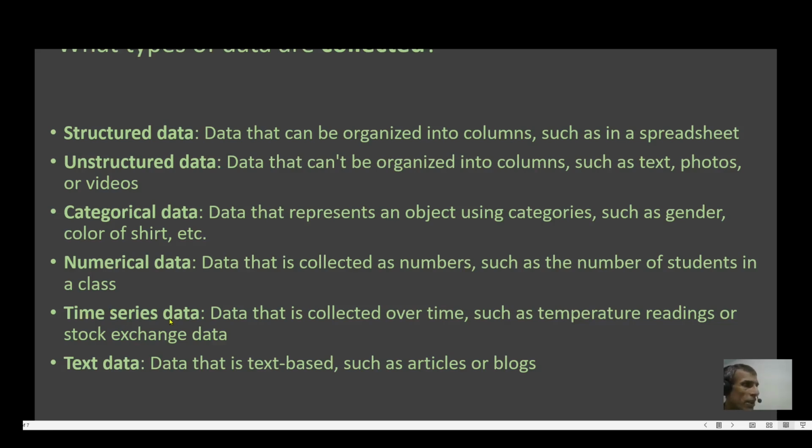Then you have time series data, so data that is collected over time, such as temperature readings or stock exchange data. So these are your time series data. Then finally, there's text data, which is data that is text based, such as articles or blogs.